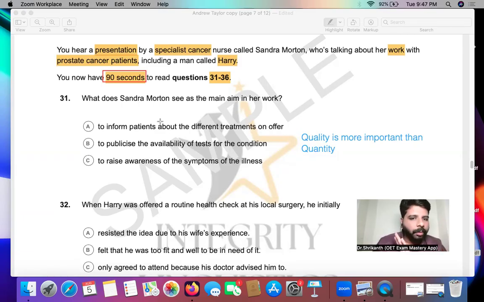Okay, what does Sandra Morton see as the main aim? So with a small pencil, you just underline the keywords, and then to inform the patients, to publicize. So like this, as you're reading, just underline the important words, underline the important verbs, keywords, make some notes, and then you go to the 30-second question. So what happens is you get a lot more memory. A lot of memory is registered into your mind, and this memory will definitely help you to crack the questions much more easily. Okay, so all these are very important strategies.